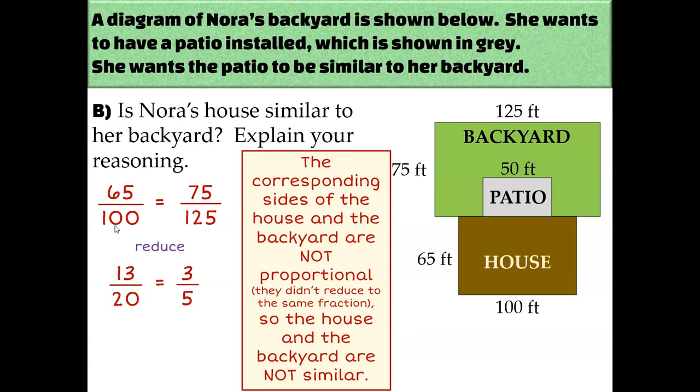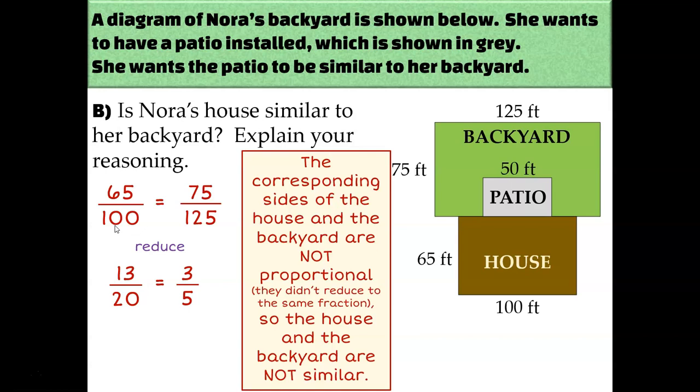In fact, there's one more way that you could do it as well if you're not great at reducing fractions. Instead of reducing it to a fraction, reduce it to a decimal. 65 divided by 100 is 0.65, and 75 divided by 125 is just 0.6.